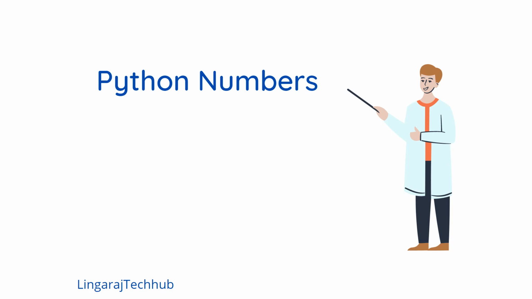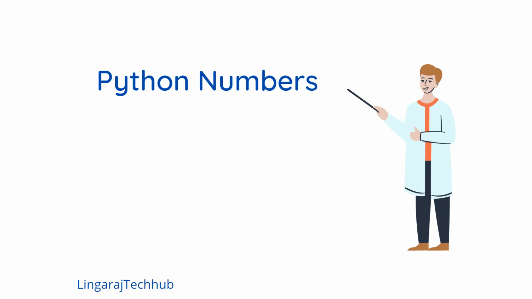So what are Python numbers? Numbers here means integer, float and complex number. Python supports three types of number formats, which are used in mathematical calculations or any problem we are going to solve through Python. First is integer, second is float, third is complex number.